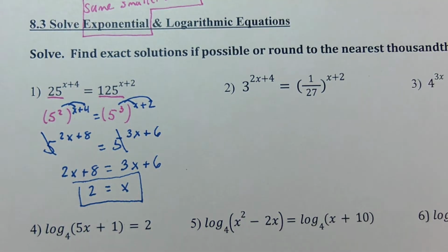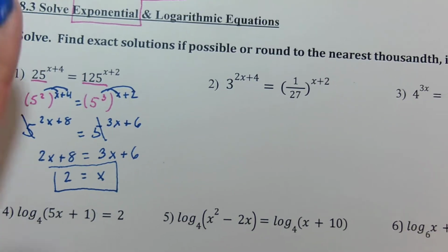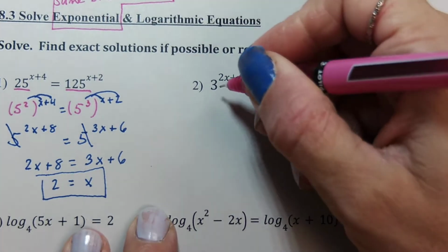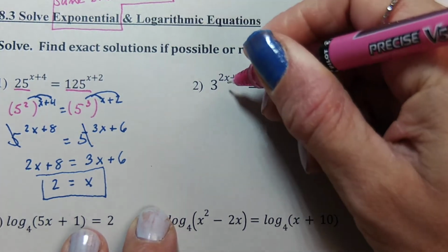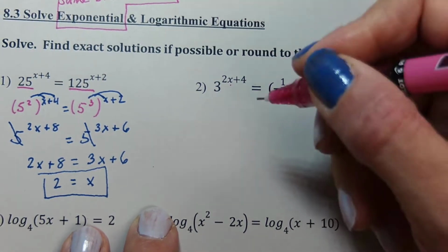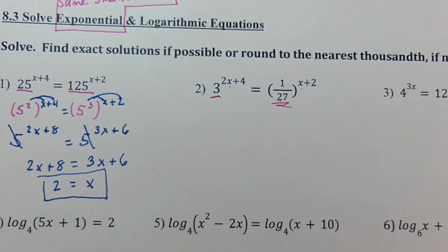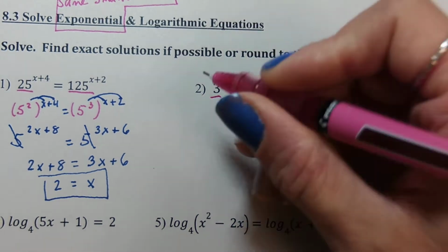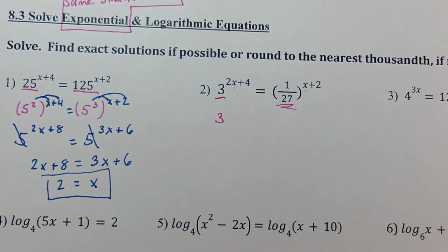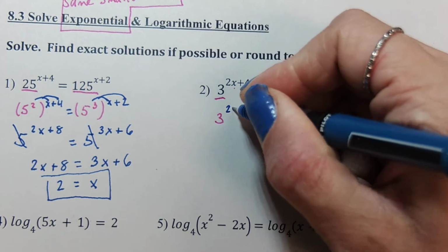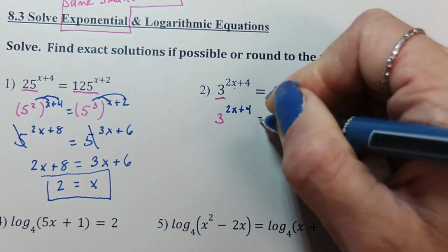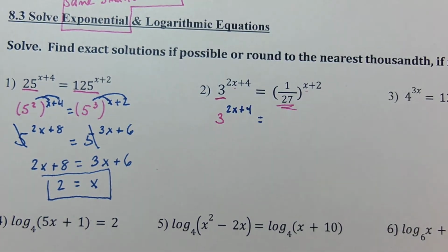Now, the ones that I've been getting emails and questions about is like number 2, because I've got an exponential equation since the variables are up in the exponent. But as I look at these bases, I have base 3 and 1 over 27. So base 3, I can't do anything with it. I can't make it any smaller of a base than just 3. But can we write 1 over 27 as a smaller base, in particular as base 3?